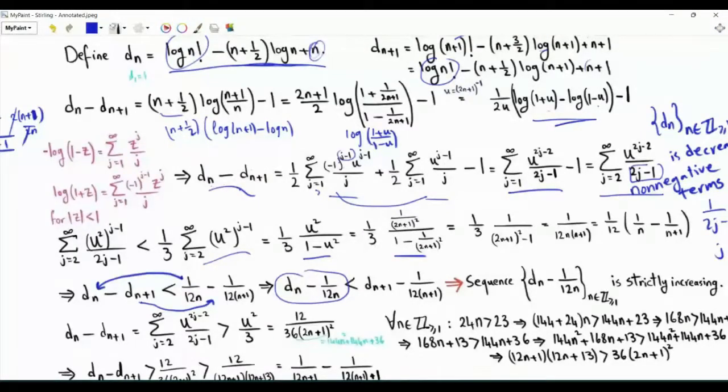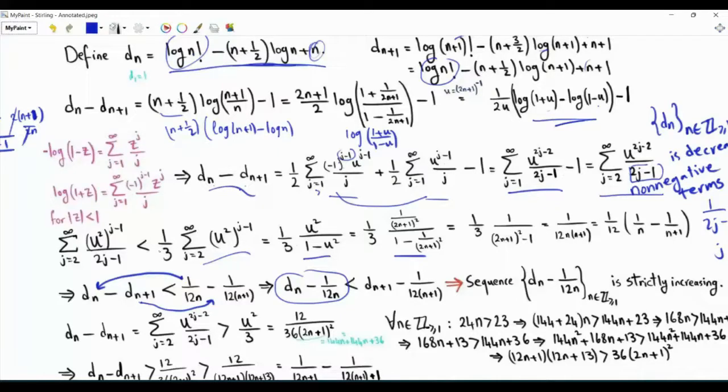So let's go back to dn minus dn plus 1, and it is given by this summation. And don't forget that this summation came from basically writing things in terms of the logarithm and then taking the Taylor series expansion. So now we have this summation. Now let's have a bound in the other direction.